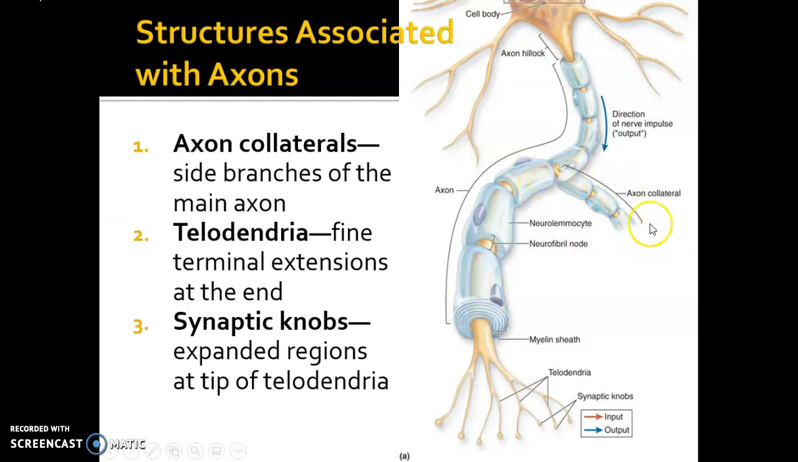Okay, these are the axon collaterals. These are side branches of the main axon. At the distal end, we do see the telodendria. These are the branches. And then the synaptic knobs are these bulbs at the very, very end. It is from these synaptic knobs that neurotransmitters are released into the synaptic cleft. Okay, I'll stop here and then move.